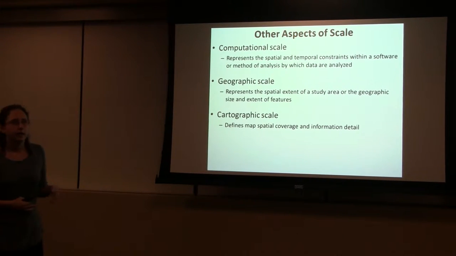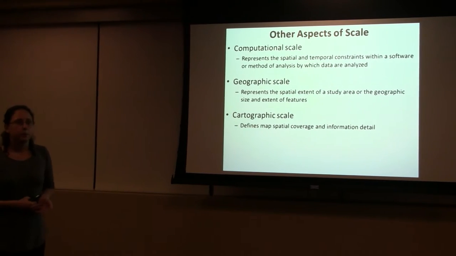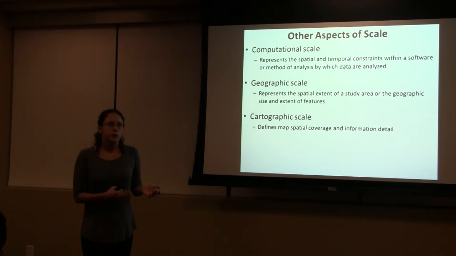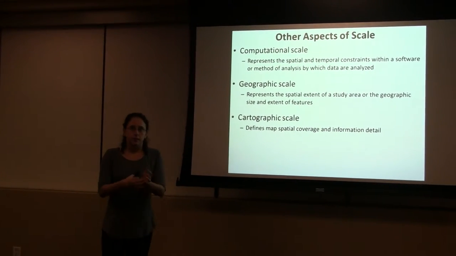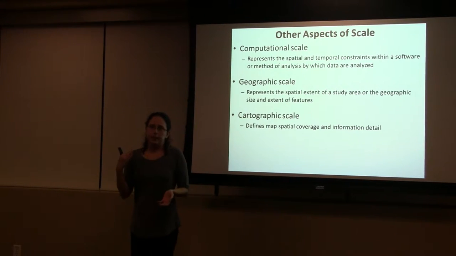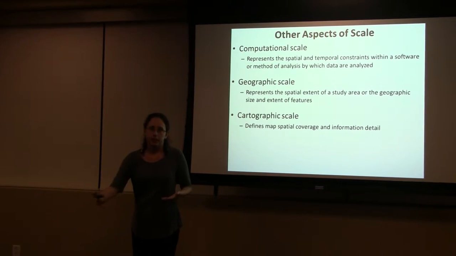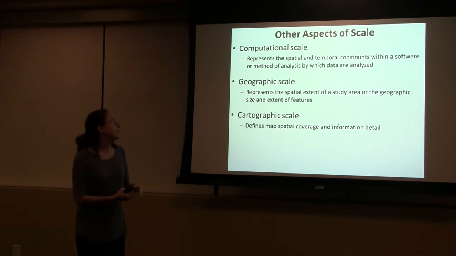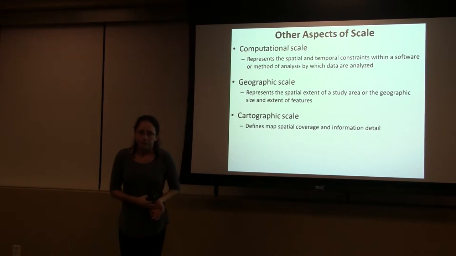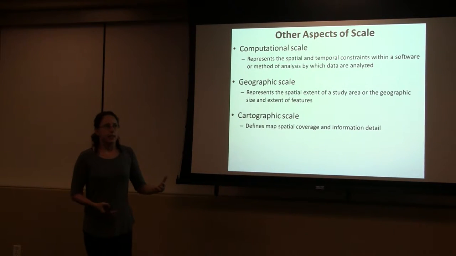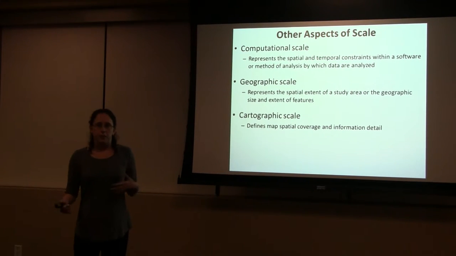And here are 3 other also very important aspects of scale. Computational scale refers to the constraints within our software or method of analysis. So we may be able to collect data every 15 minutes, but do we have the tools to analyze this data at every 15 minutes, or do we have to aggregate it? Geographic scale refers to the size of our study area, or to the size of the landform or feature that we may be studying.